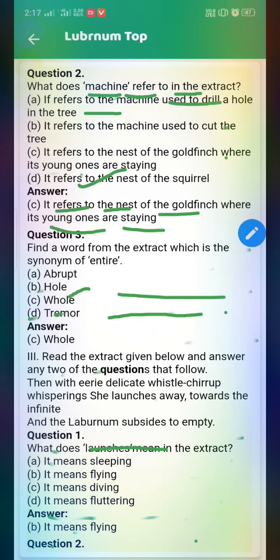Question number 3. Find the word from the extract which is the synonym of entire. Whole is the answer. Entire, complete and whole.